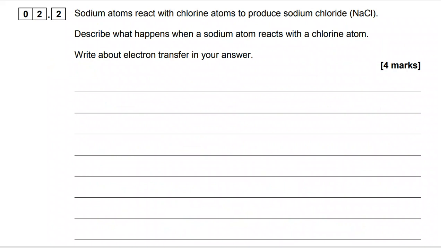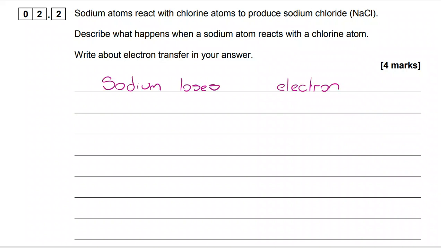On to 2.2. Sodium atoms react with chlorine atoms to produce sodium chloride, NaCl. Describe what happens when a sodium atom reacts with a chlorine atom, and you must write about electron transfer. You don't need to write a great amount to get full marks on this.